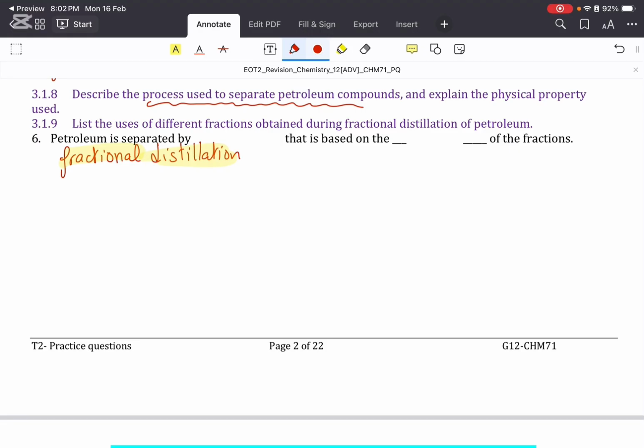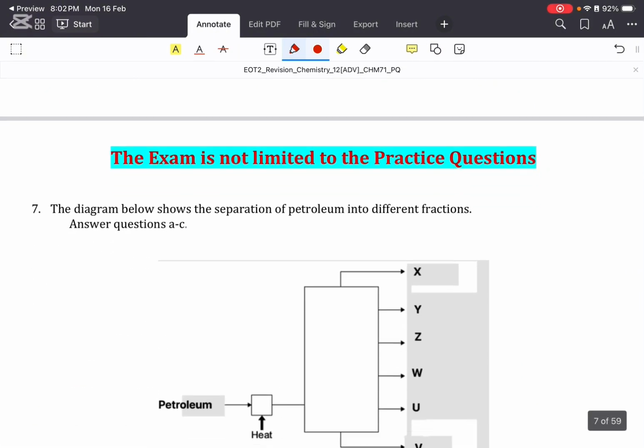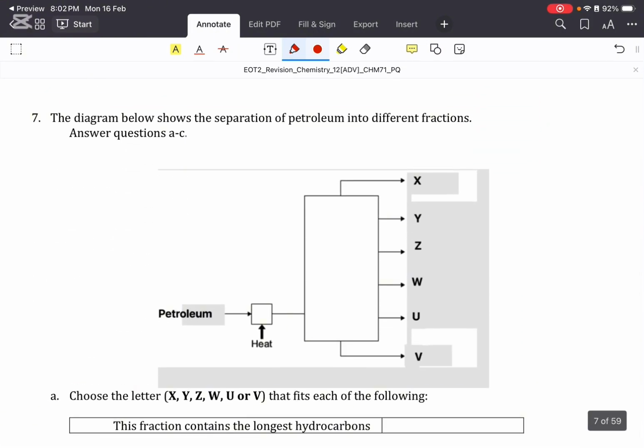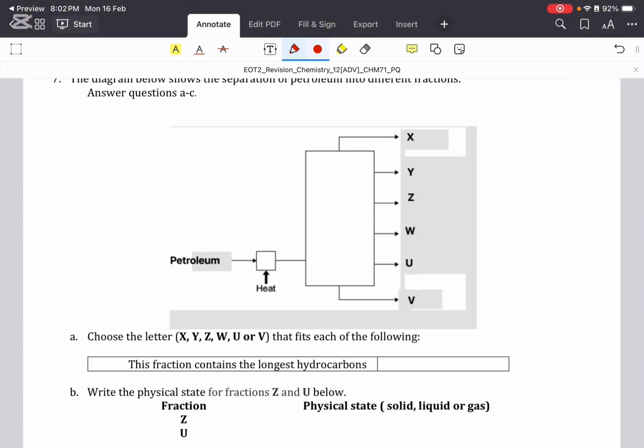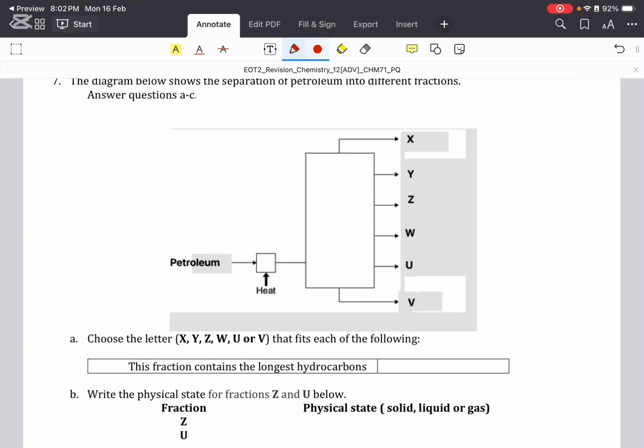Memorize this word. And this technique separates the components of petroleum based on their boiling point differences. So it is based on the boiling point differences of the fractions. Now here's a typical question that you definitely are going to get in the exam. The diagram below shows the separation of petroleum into different fractions. Answer questions A to B.